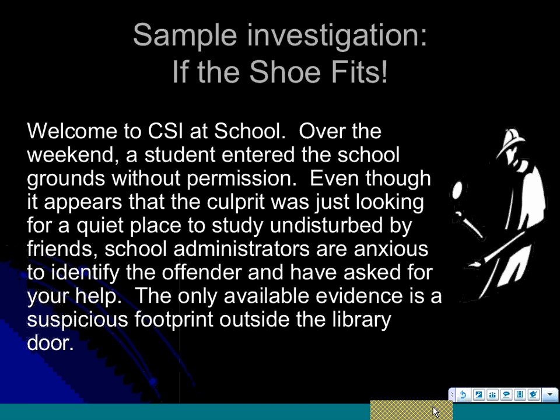So here goes. CSI at school. Over the weekend, a student entered the school grounds without permission. Even though it appears that the culprit was just looking for a quiet place to study undisturbed by friends, school administrators are anxious to identify the offender and have asked for your help. The only available evidence is a suspicious footprint outside the library door. The mystery begins there.